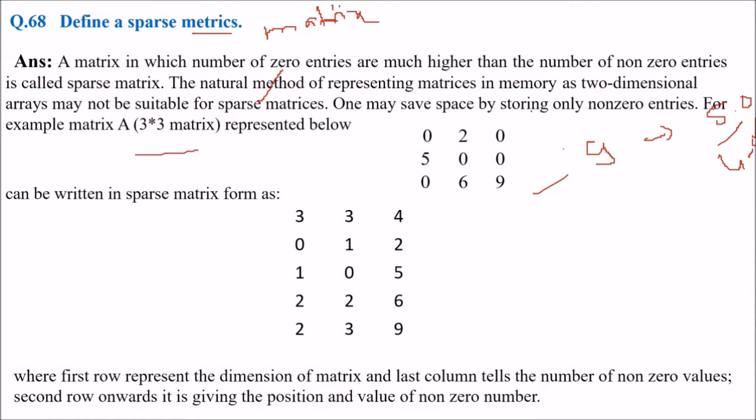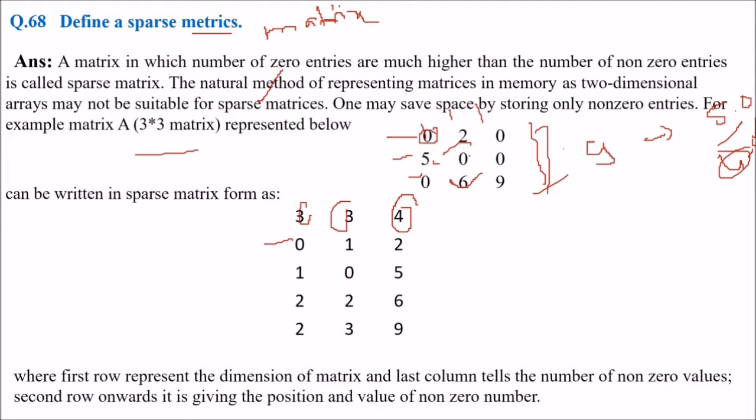For example, in this, how can we store it? This is our matrix. Now I want to store it as a sparse matrix. So we have 3, 3, 4. What this first row represents is the dimension, a 3 by 3 matrix: 3 rows, 3 columns. And what does this 4 say? This 4 says the number of non-zero values. How many non-zero values are here? 4 non-zero values. The second row onwards gives the position and the value of the non-zero values.